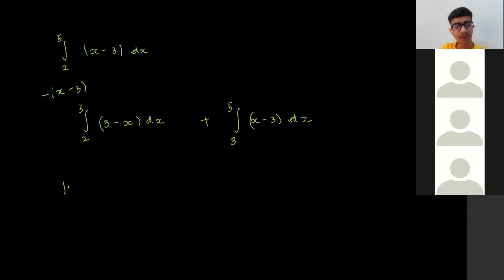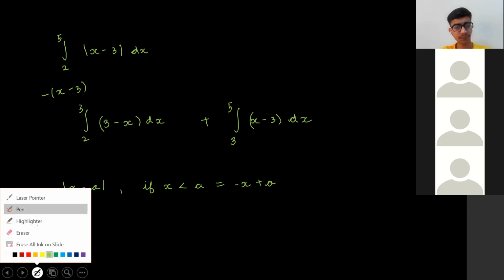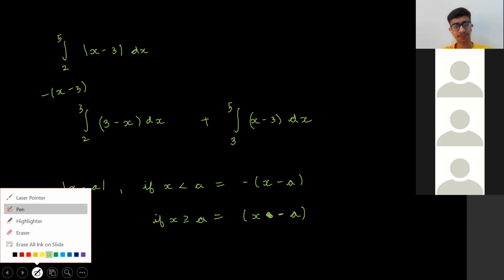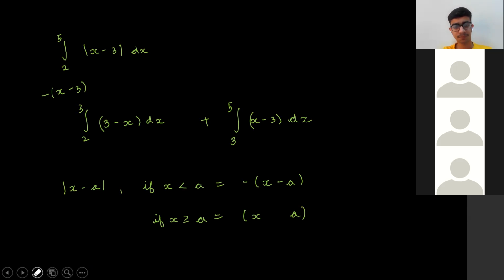Okay. So basically mod का एक logic होता है, अगर mod of x minus a है, so if x is less than a, then you can write this function as minus of x minus a, and if x is greater than equal to a, you can write this function as x minus a itself. ओके, फटाफट से इंटीग्रल कैलकुलेट करके मुझे बताओ क्या आंसर आ रहा है.